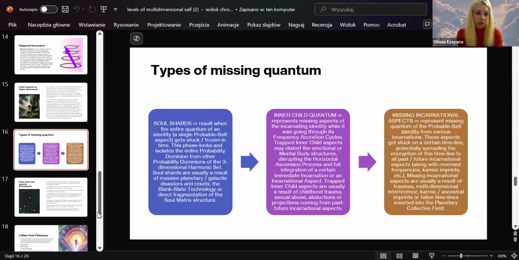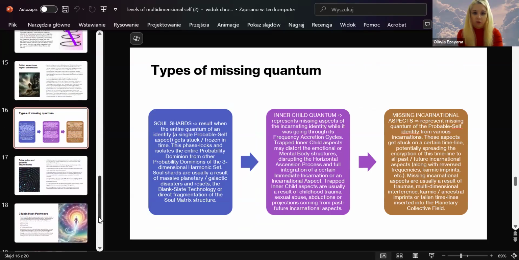Now let's take a look at what are those main types of the missing quantum that we may have, because we have the fallen aspects, but also there are those other types of fragmentations that are worth looking into. So we have something referred to as the soul shards, which result when the entire quantum of an identity gets stuck or frozen in time.